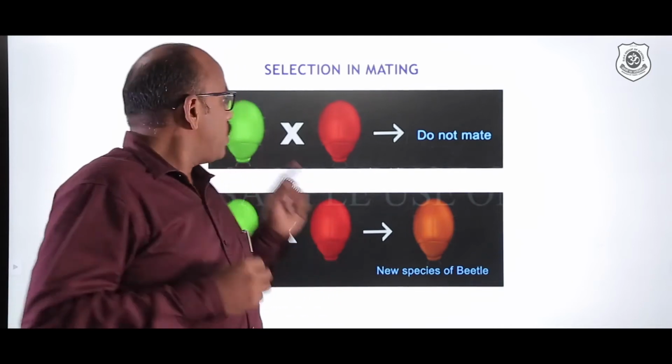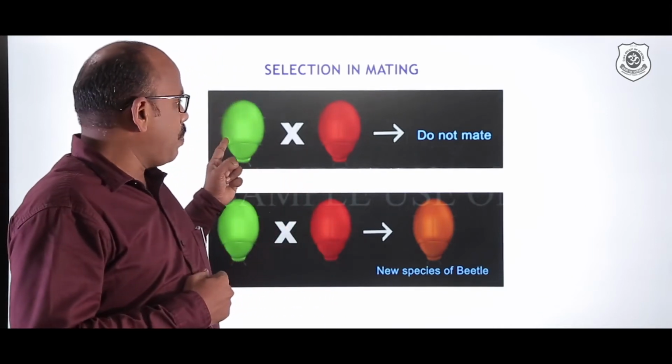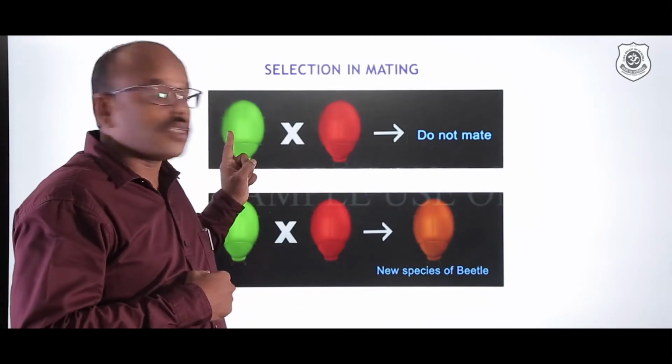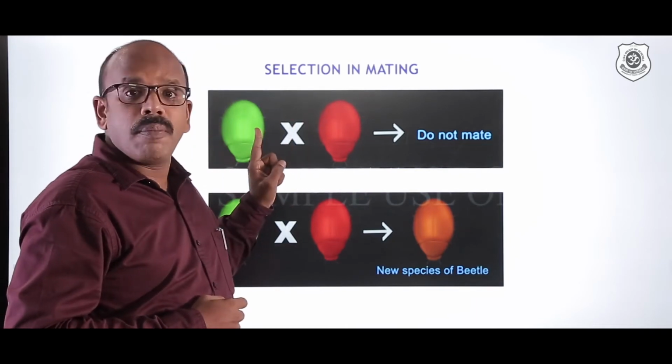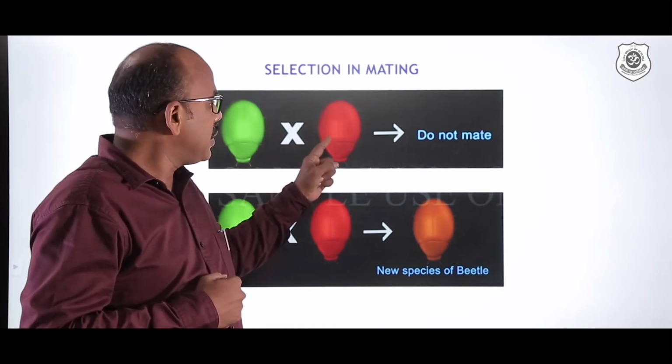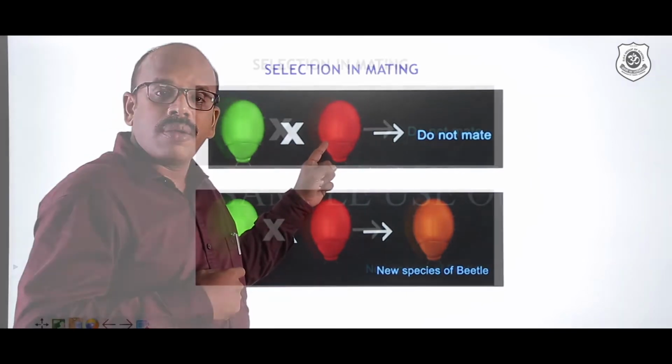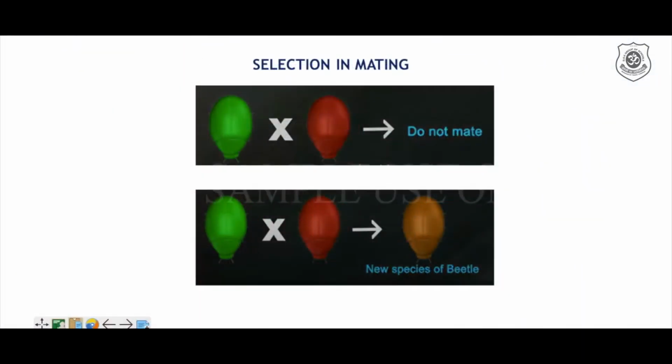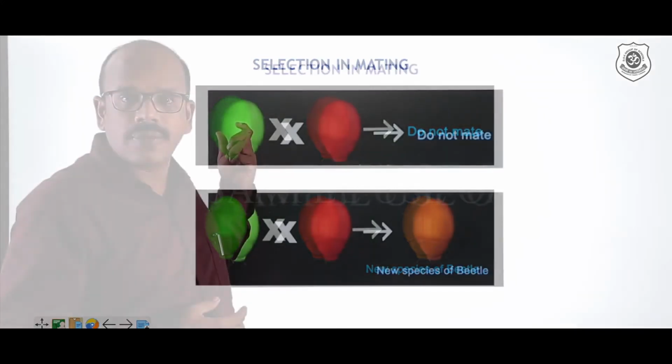Here, this is a female green colored beetle. Sometimes the female is not going to prefer the male beetle that is red in color. It will avoid mating. In that case, complete isolation will happen. There is no gene flow between the two beetles. Only the green population will be selected.